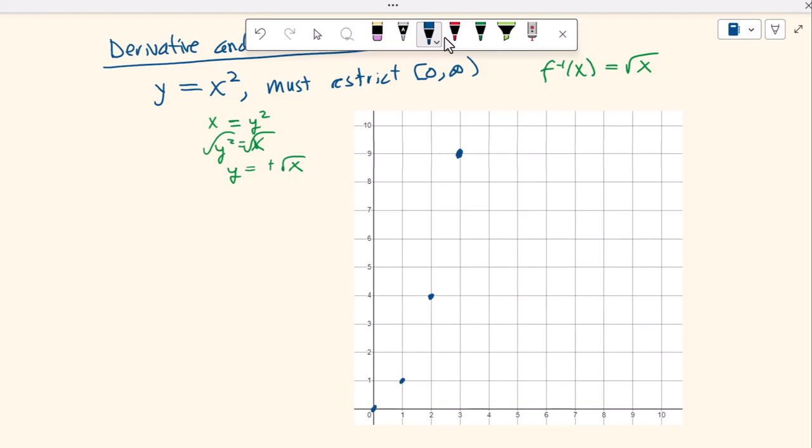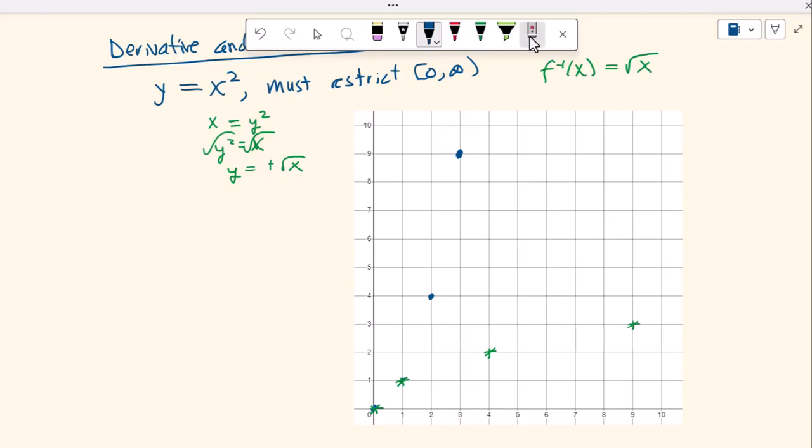Now remember, these points reflect. So 0, 0 reflects onto itself. 1, 1 reflects onto itself. And a lot of times when I'm graphing the inverse, what I'll do is I'll use an asterisk for the inverse points just to help me visualize that a little bit better. 2, 4 becomes 4, 2, and 3, 9 becomes 9, 3. Okay, so let's go ahead and plot these points.